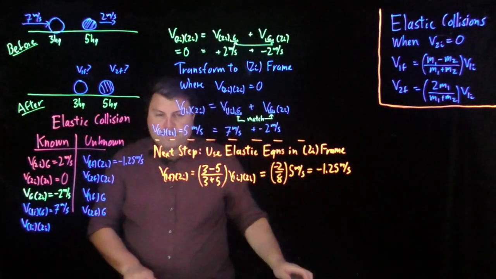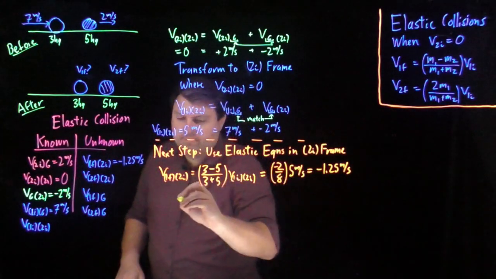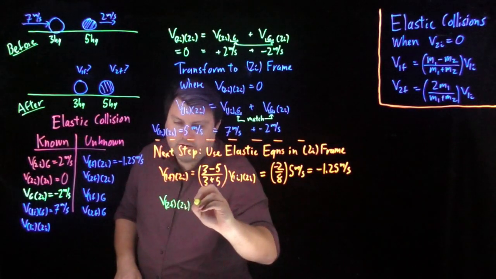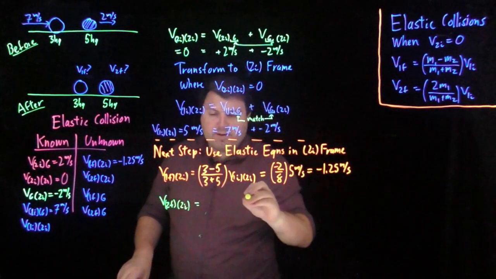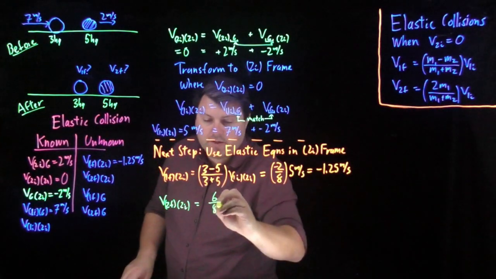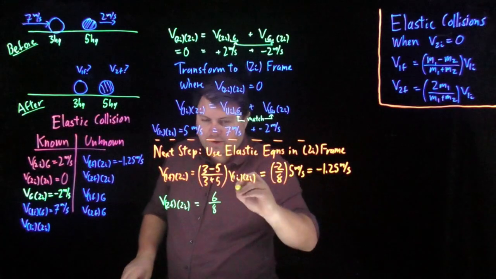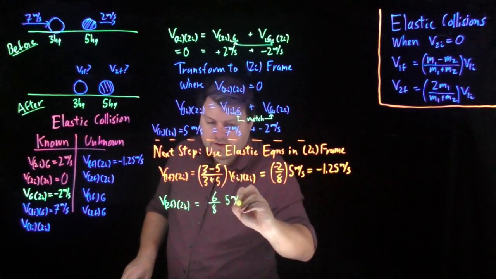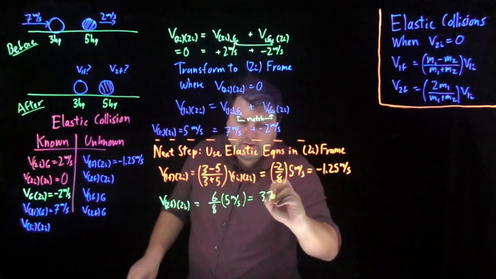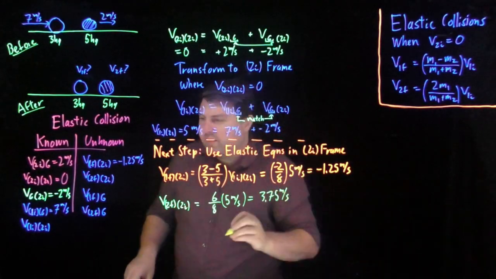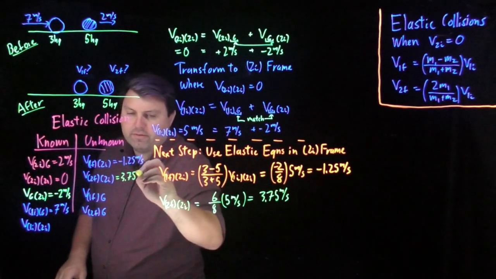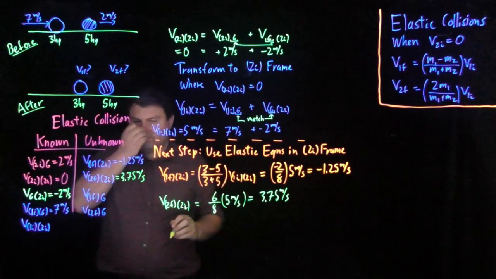And I can use a similar equation for v2f in the 2i frame. It is 2 times m1, so that's 6, over m1 plus m2, which is 8, times v1i in the 2i frame, which is 5 meters per second. And so I get 3.75 meters per second. So I've just found v2f in the 2i frame is 3.75 meters per second.